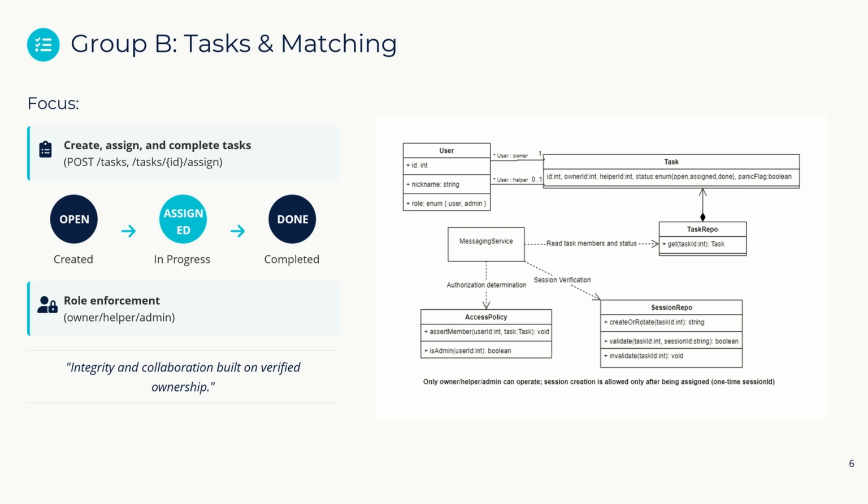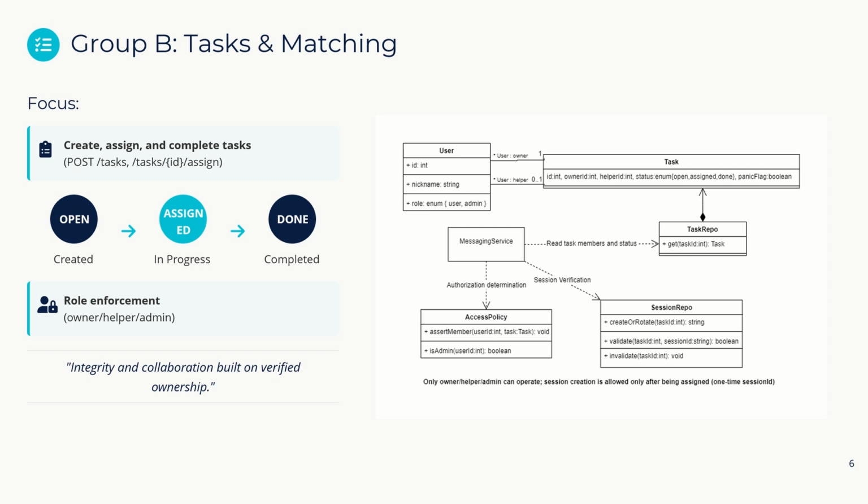Group B: Tasks and Matching. Once users log in, they can create or accept service tasks. Each task has an owner and optionally a helper. The key issue we solved was integrity. Only the assigned members can modify or view their tasks. This is enforced by our access policy's assertMember method, which checks if the requester's ID matches the task participants.